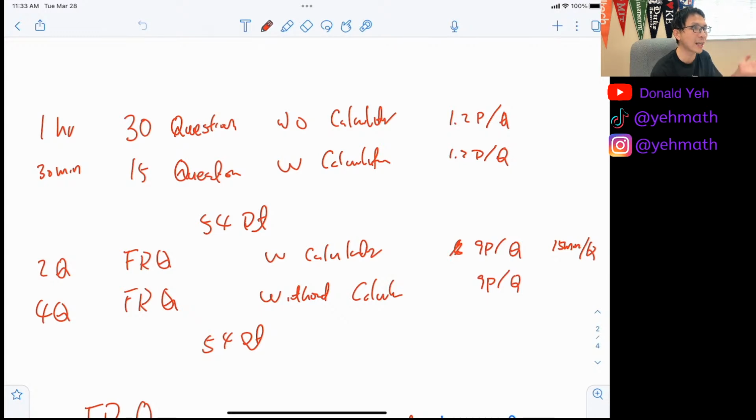It's very draining, because by the time you get there, you're mentally already drained. So the last 2 FRQ usually are the ones that you have to conquer, try to get as many points as possible.